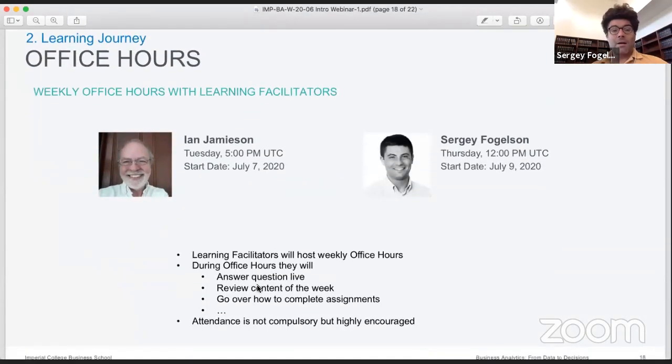And then our office hours. Both Ian and I will have office hours every single week. Note that the office hours are in UTC, so please confirm what these UTC times are in your own time zone, because obviously we have everyone scattered all over the world, which is really awesome.